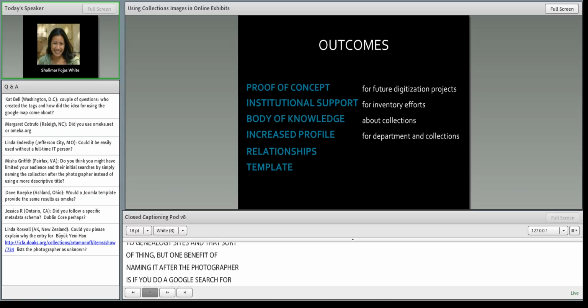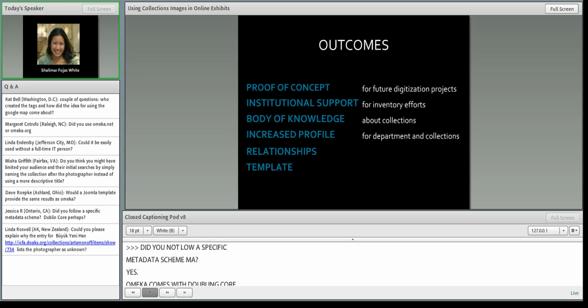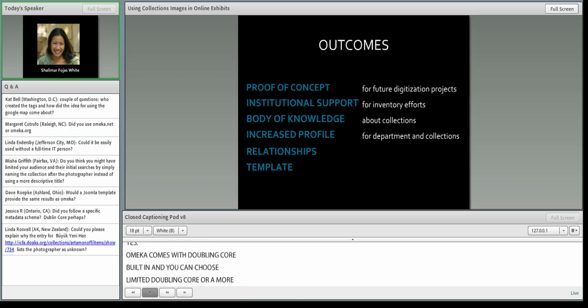Okay. Some other questions. Did you follow a specific metadata schema, a Dublin Core perhaps? Yes. So Omeka comes with Dublin Core built in. And you can choose sort of a limited Dublin Core or a more expanded Dublin Core. And we chose to do the more expanded Dublin Core so we could rename some of the fields.